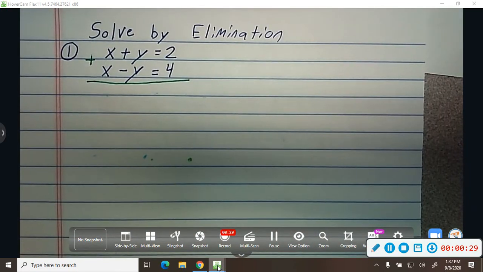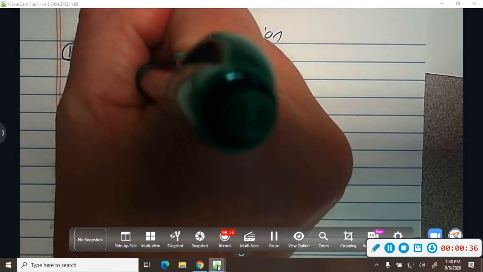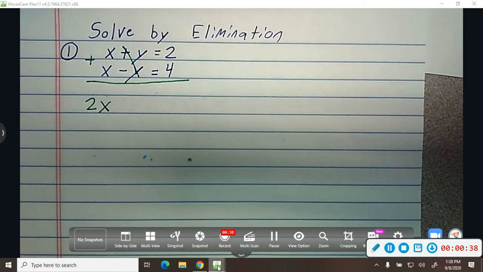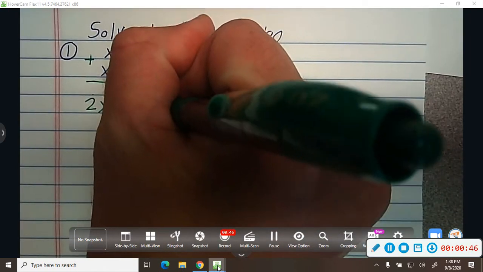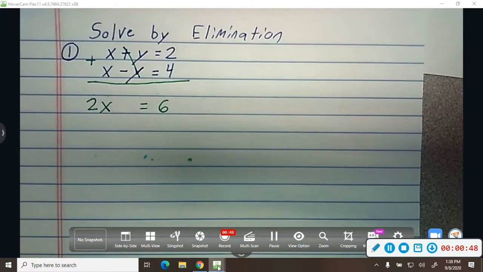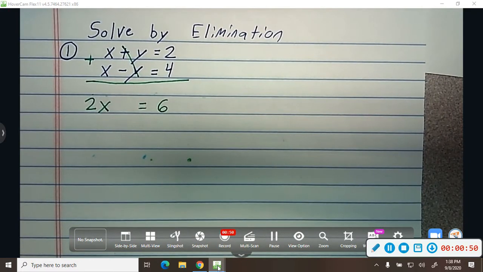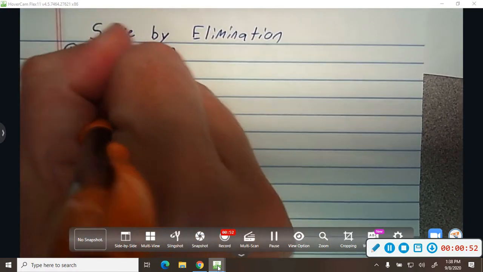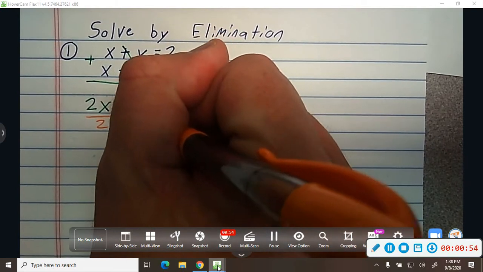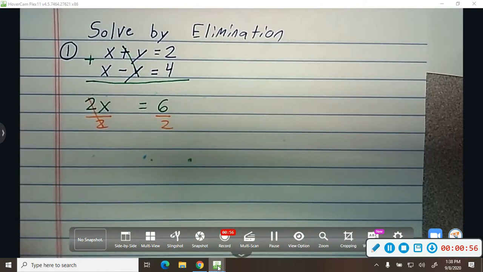X and X is 2X. Those eliminate, they're opposites, additive inverses. Now, if something did not eliminate, then you need to do more work. And then here 2 plus 4 is 6. Solve for X, divide by 2. And you get X is 3.